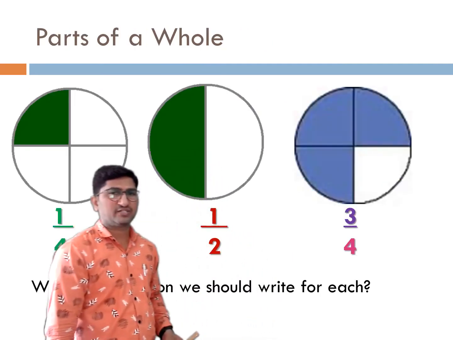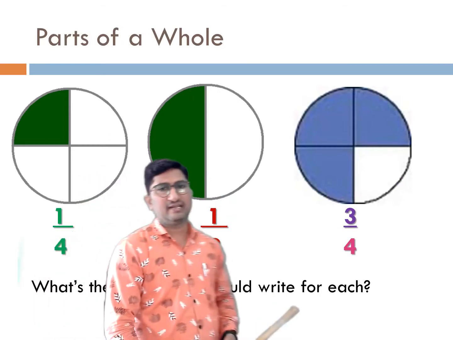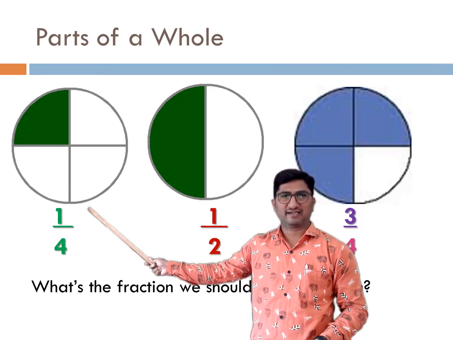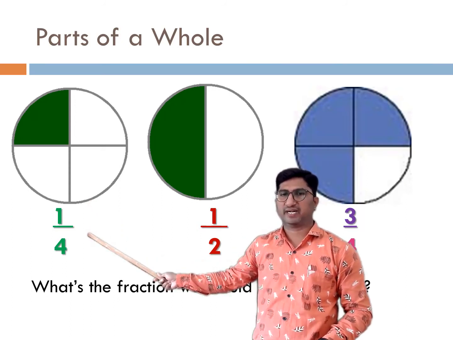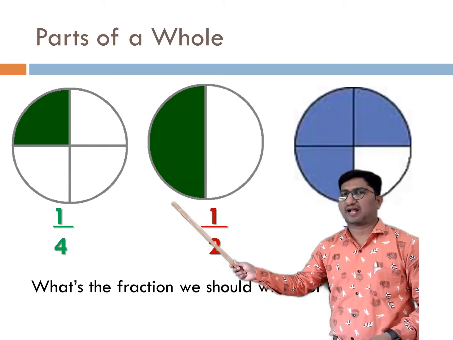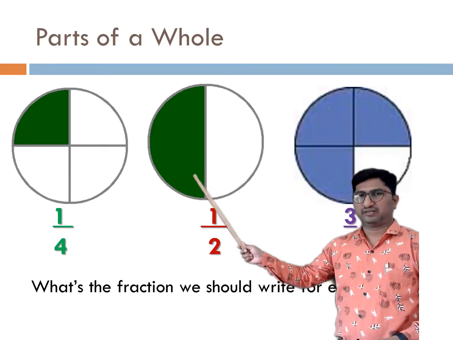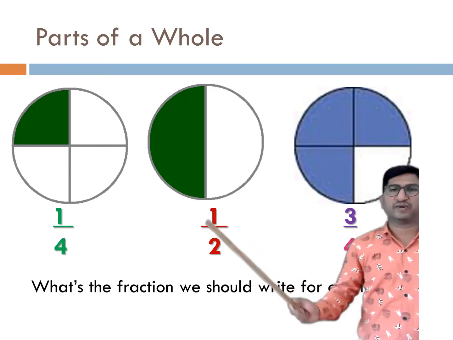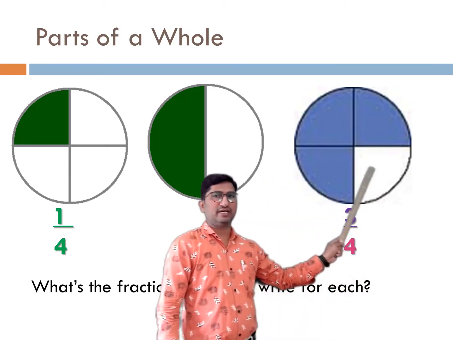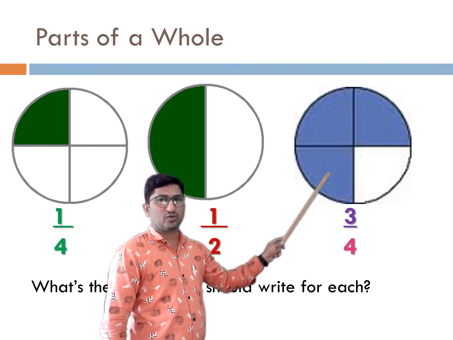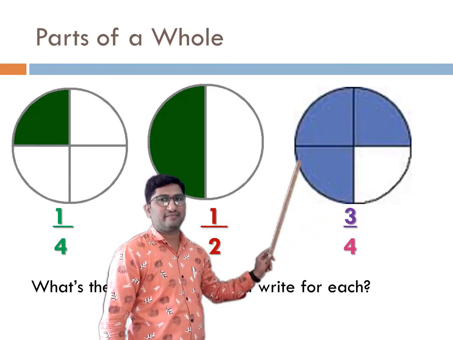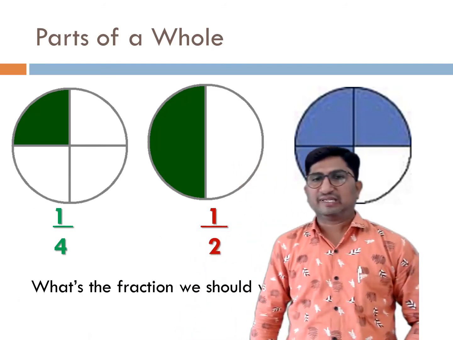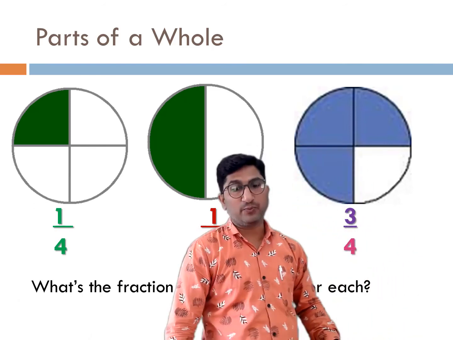Then moving forward, we see the parts of whole. Here in parts of whole, first example, 1 upon 4. One part is colored in green out of 4 equal parts. Then the second one, half, 1 upon 2. One part is colored out of 2 equal parts. And the third one, that is 3 upon 4. Here 3 parts out of 4 equal parts are colored in blue. Okay, so these are the fractions, I hope you understood.